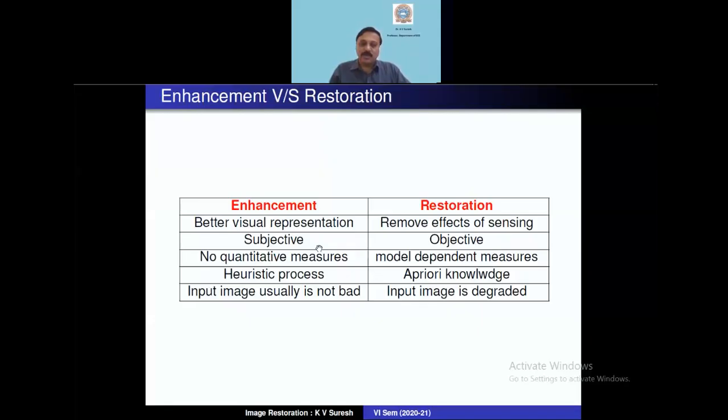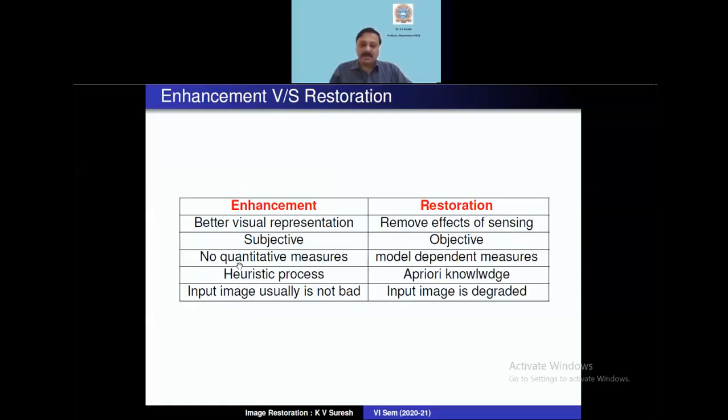What looks good to you may not look good to some other person. So enhancement technique is subjective, whereas restoration is objective, because the very clear objective in restoration is: I should remove the noise, I should remove the blur and give you a clean image. That means a restored image of a degraded image is a good image which doesn't have any of these degradations. Okay. So enhancement is subjective and restoration is objective.